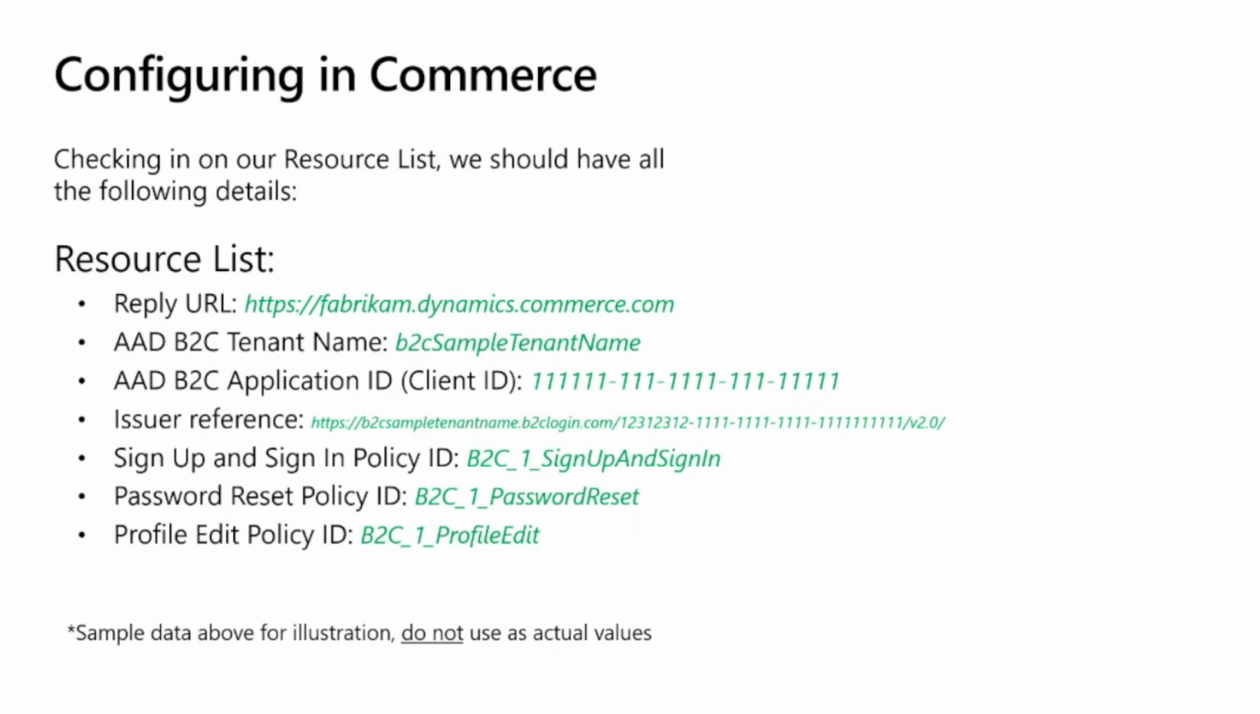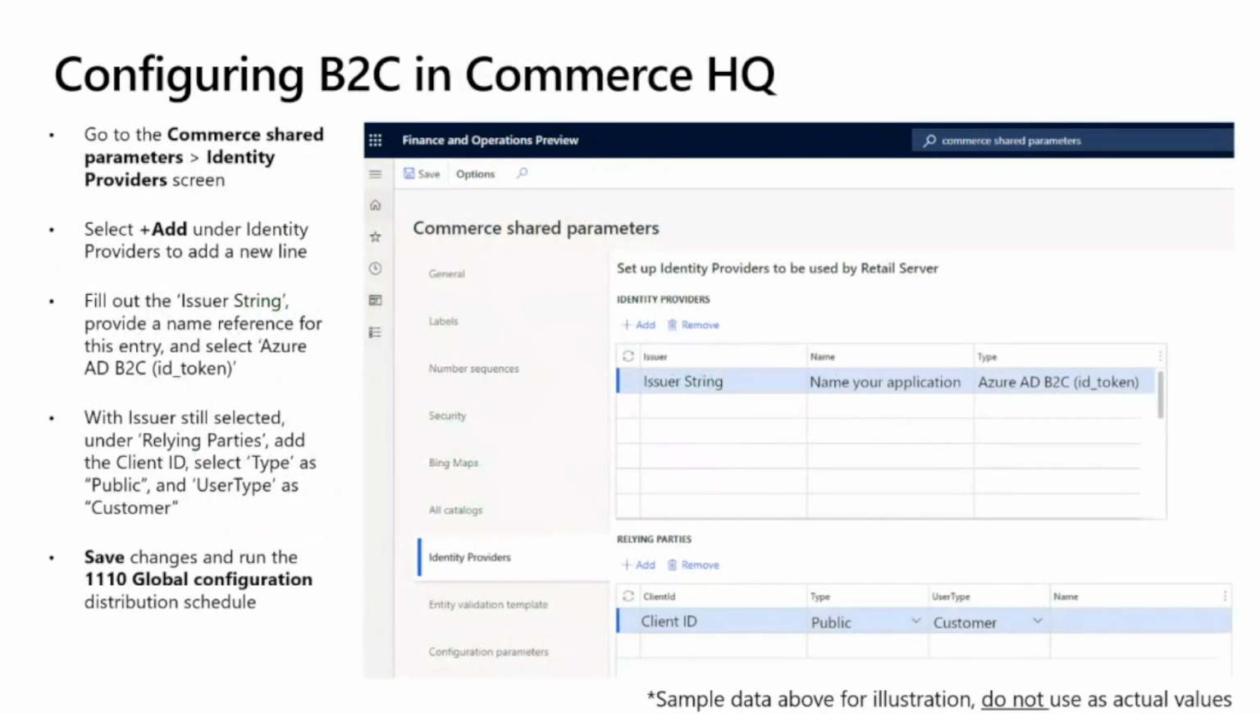You'll also see it prefixed before your b2c.login.com domain. It's the first part leading up to the period. So there's multiple ways to reference that tenant name. We've also collected the AAD B2C application ID, or the client ID. We just collected the issuer reference. And then we have our different policy IDs as we created those different user flows. So now we can navigate to Dynamics HQ and do that configuration for this B2C tenant.